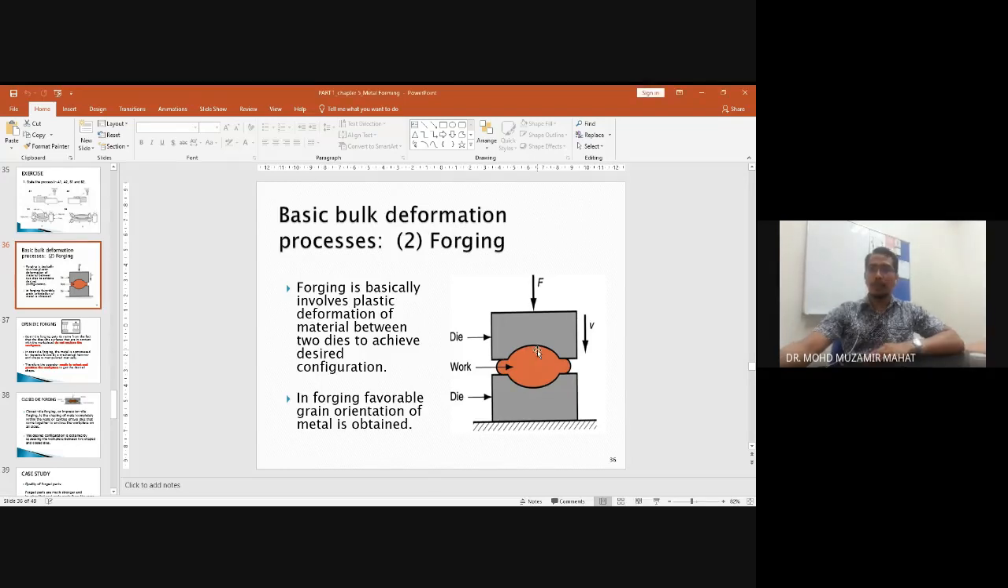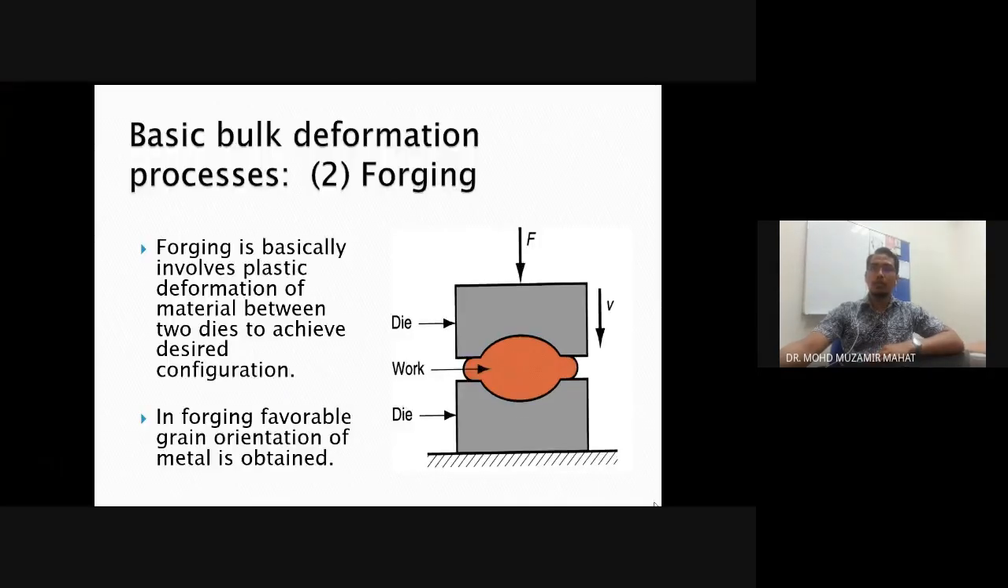All right, Bismillahirrahmanirrahim. We shall continue our lecture on metal forming, but today we will be focusing on the bulk deformation processes, in which we will be focusing on the forging process. So in general, the forging process involves the plastic deformation of materials between two dies to achieve the desired configuration.